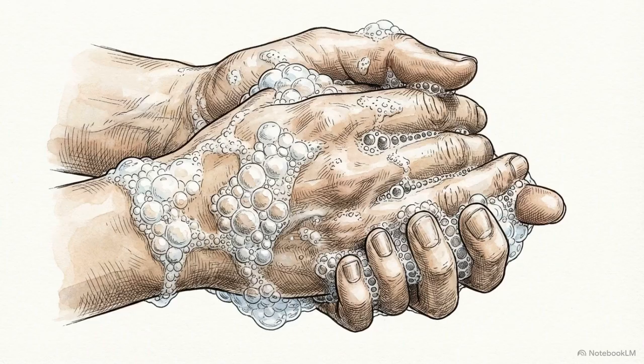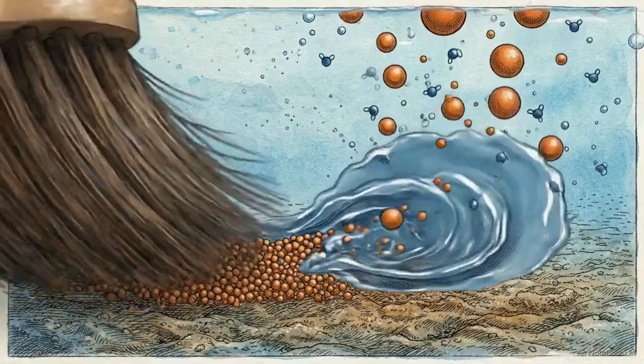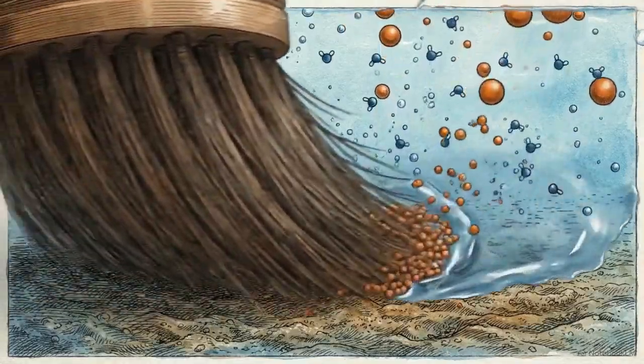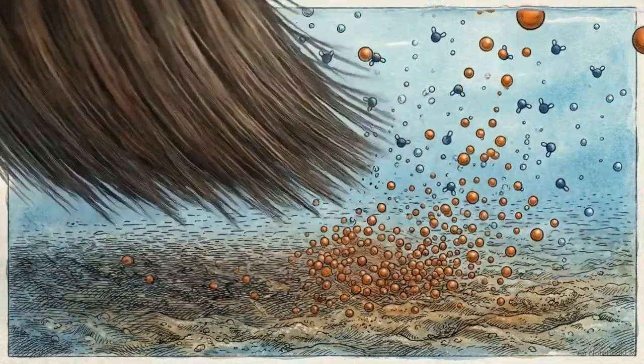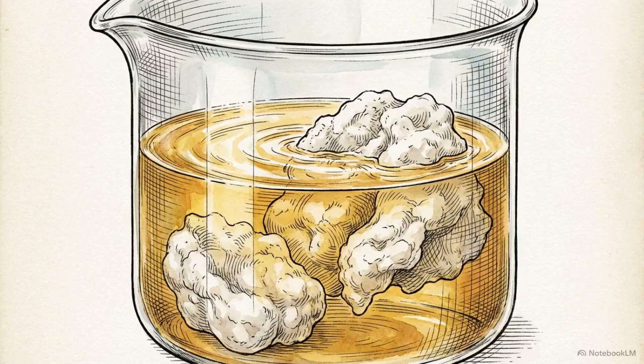Hand washing involves the deployment of billions of these engineered molecular machines. While physical scrubbing provides the mechanical energy required to break the grease into smaller droplets, these molecules are what actually capture those droplets and prevent them from reattaching to your skin. Building these microscopic traps requires a precise sequence of chemical reactions, starting with raw organic materials.